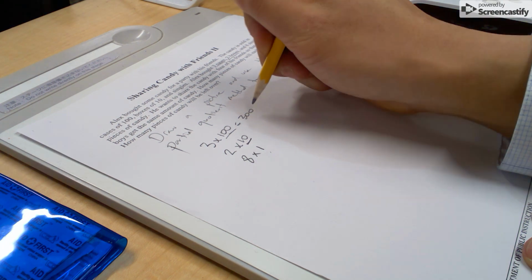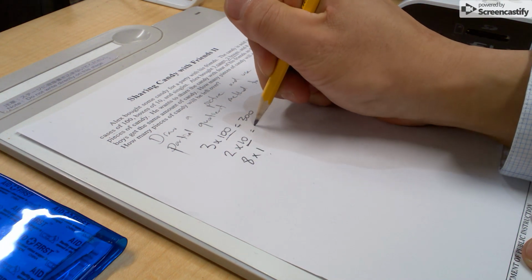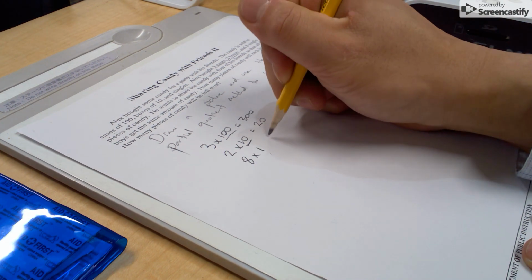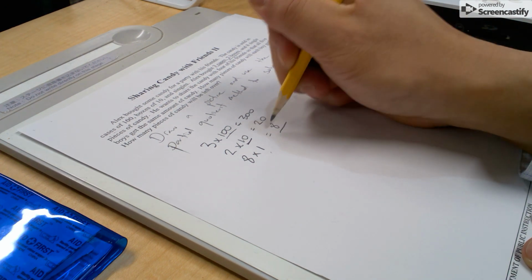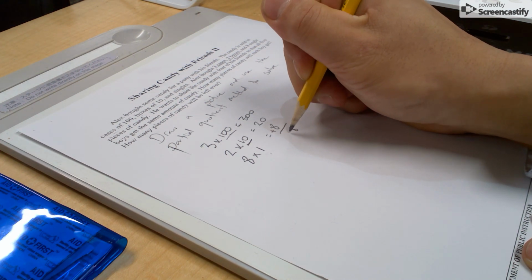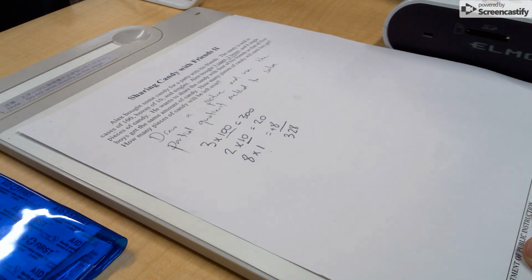Do some quick multiplication. 3 times 100 is 300. 2 times 10 is going to be 20. And then we've got 8 times 1 is 8. We're going to add those together for 328. And the next part is that he has himself and 4 friends.